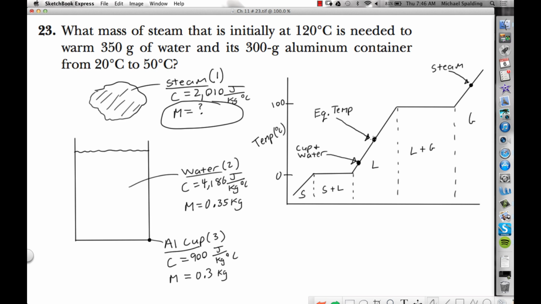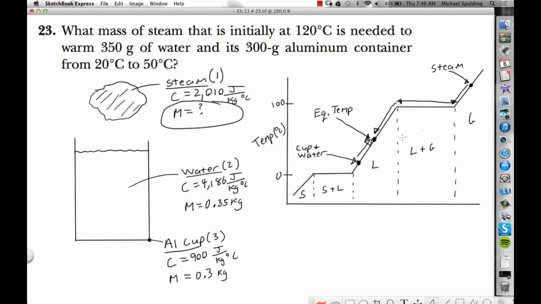To get to the equilibrium temperature, the steam is cooling. The steam first cools, then has to condense to a liquid, and then cools again. So it's got to go through 3 steps. Now, the cup and the water have to go through 1 step. All the cup and the water have to do is go up like that.